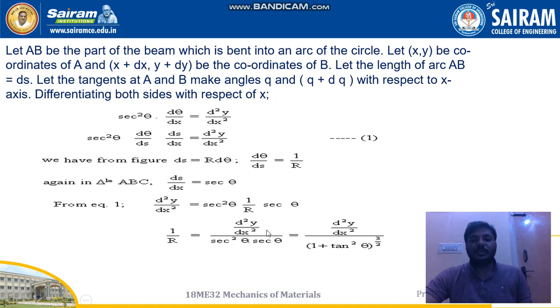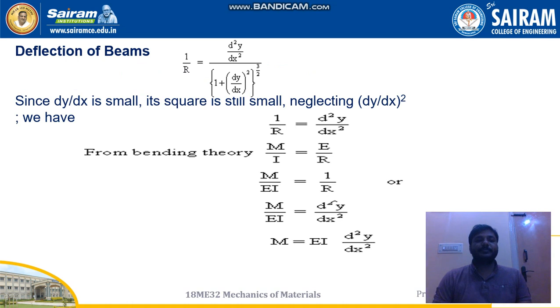Now when I substitute this, d square y by dx square will be secant square theta into secant theta. When I differentiate, the equation will become 1 plus tan square theta into tan square theta into 3 by 2. So when I differentiate, we get secant square theta into secant theta. Now, what happens when we find the deflection of beams?